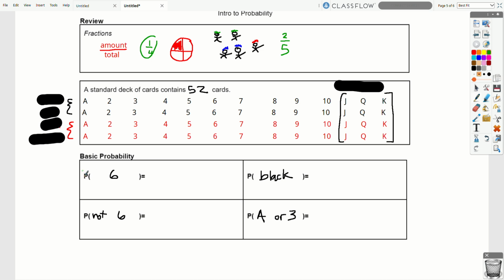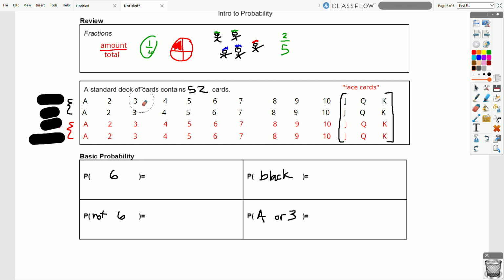Okay, and so we're going to start probability using a deck of cards. There are 52 cards in the deck, and the values are: we have an ace card, we have a 2, 3, 4, 5, 6, 7, 8, 9, 10, and then we have a jack, queen, and king. The jack, queen, and king are known as face cards because they have a face on them.